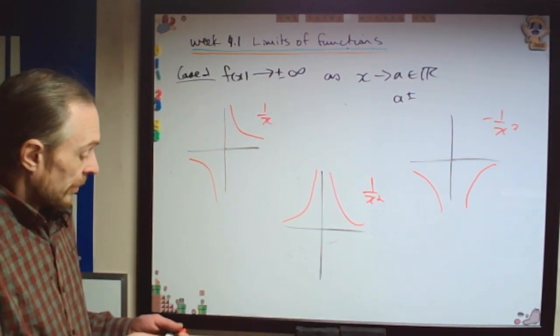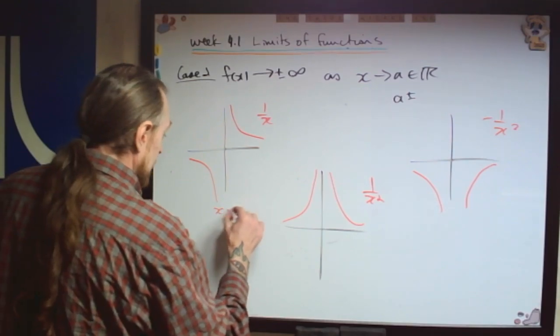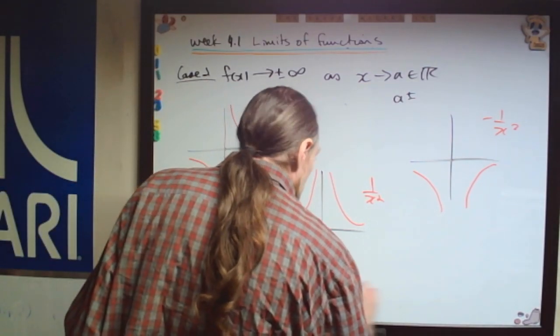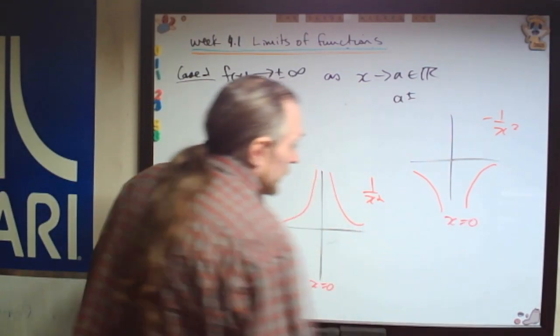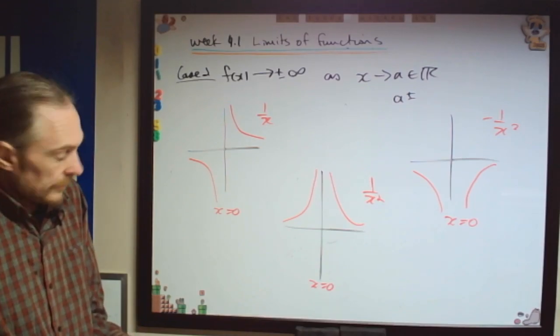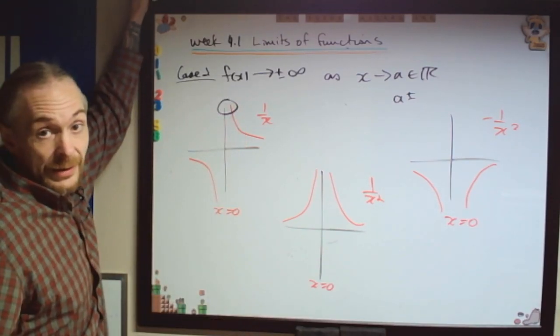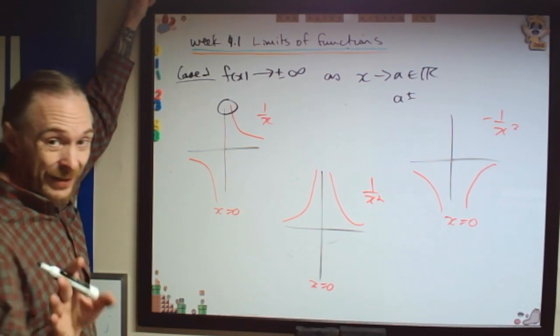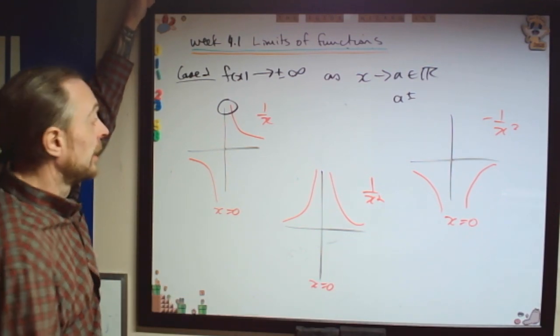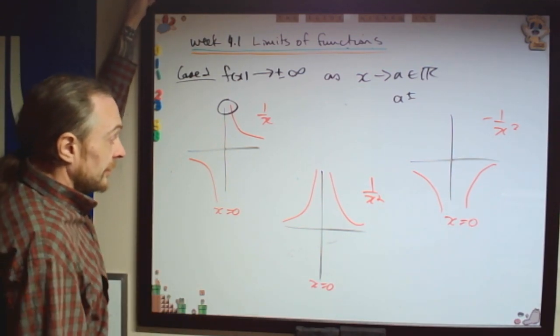At near 0. So 0 is the problem in each case. For this one, I'll show you how to do this in general, but this is just to show us the idea of what we're using this symbol for. And so I can lean on here and drink some coffee.